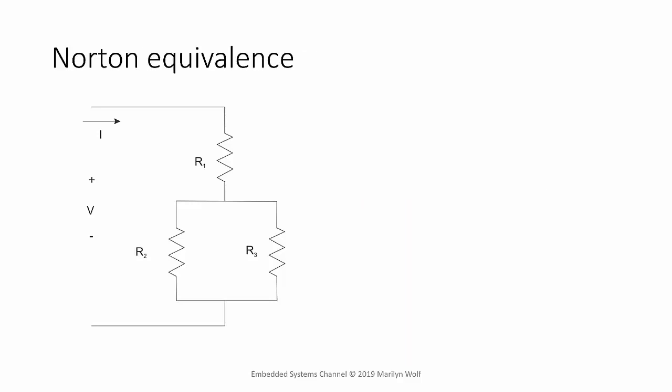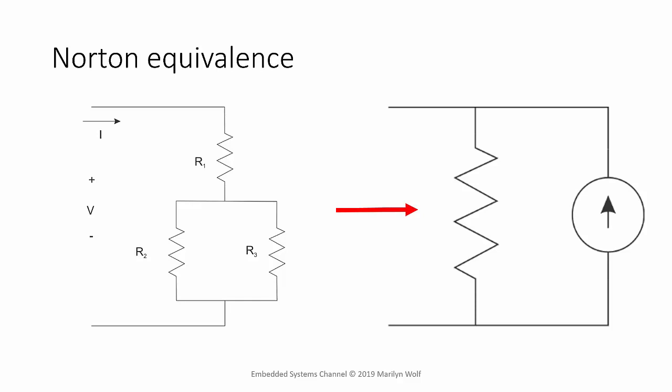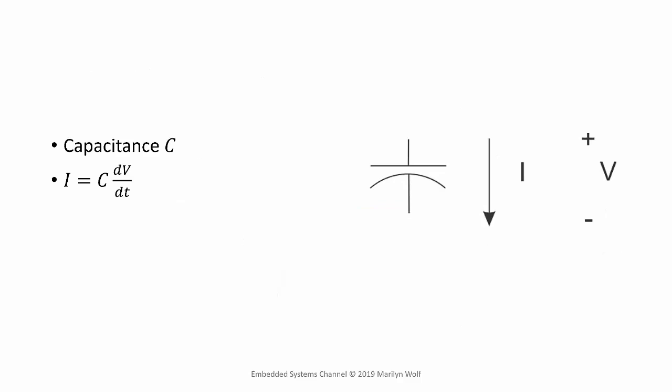The complementary form is Norton equivalence, which says that we can take any circuit and represent it as a resistance in parallel with a current source. A capacitor also relates current to voltages, but in a different way. In order to represent the behavior of the capacitance, we need to use derivatives. The current through the capacitor is proportional to the change in voltage over unit time. So C dV/dt is equal to the current.